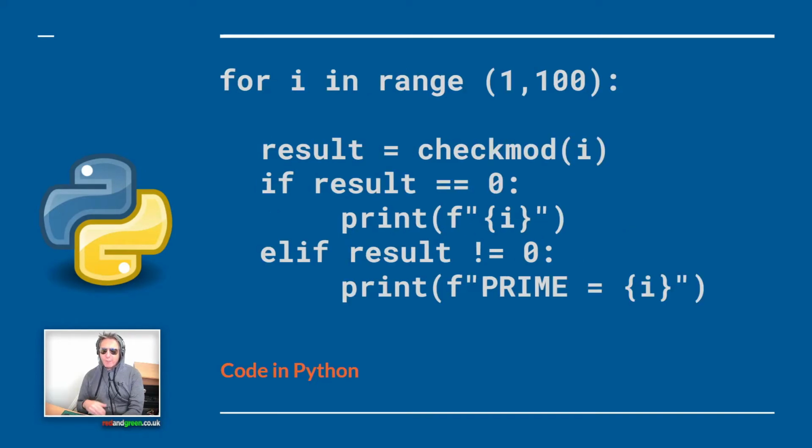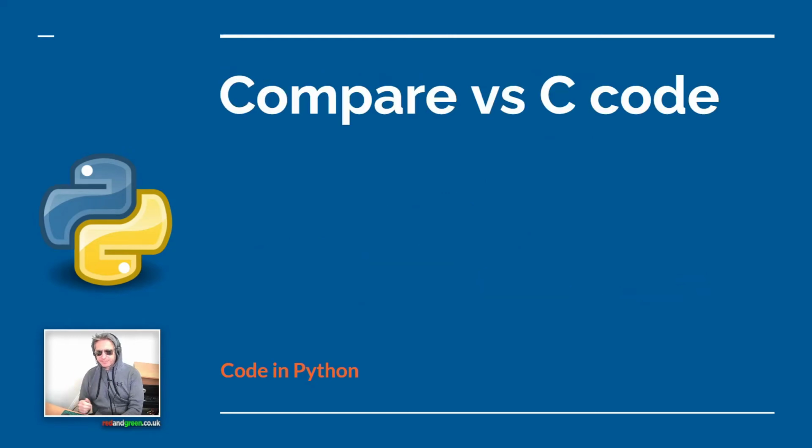Then what we do is we iterate from 1 to 100, and the result is the result of our function. So if the function has passed us back a 0, then it's not a prime. If the function passes us back a non-zero, i.e. if it's not 0, then we print this prime number, and then we'll get a list from 0 all the way down to 100, telling us whether each number between 0 and 100 is a prime or not. So what we'll do next is compare against the C code, and then I'll actually demonstrate the code.